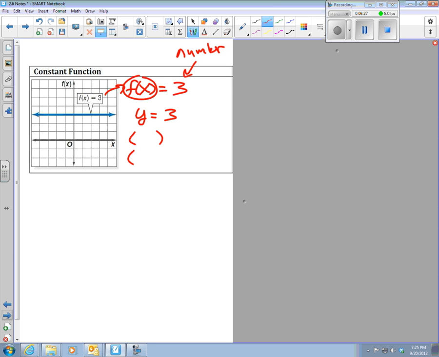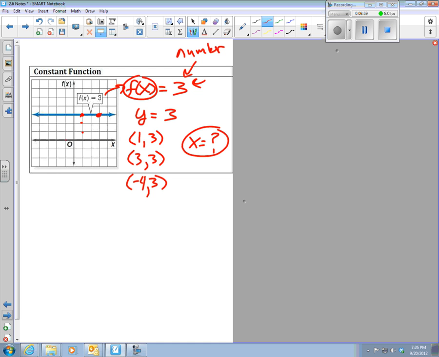If you set up 3 ordered pairs for this constant function where it's just y equals or f of x equals some number like this, y is always going to be 3 no matter what. And x could be anything. How about 1? How about 3? How about -4? No matter what you plug in for x, y is always going to be 3. And if you graph these, over 1, up 1, 2, 3, that's this point. Over 3, and up 1, 2, 3, that's this point.